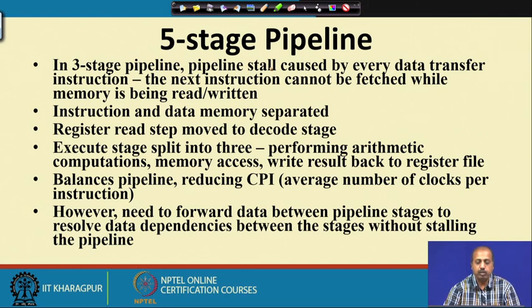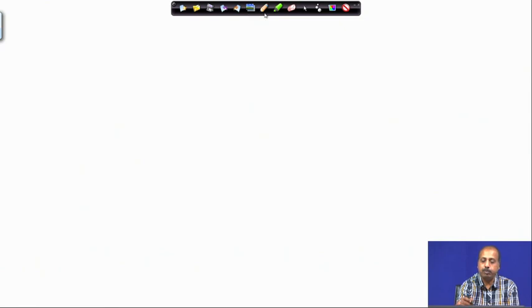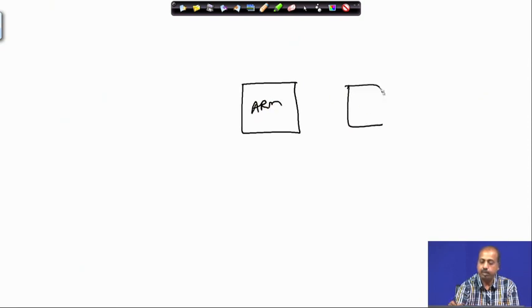This problem is solved by going to the Harvard architecture, in which the program memory and the data memory are separate. So, instruction memory and data memory are separated. We have separate address bus and data bus for the two types of memories. If previously the structure was like this, if this was the ARM processor, and we have this as the memory, we have this address bus, data bus, control bus like that.